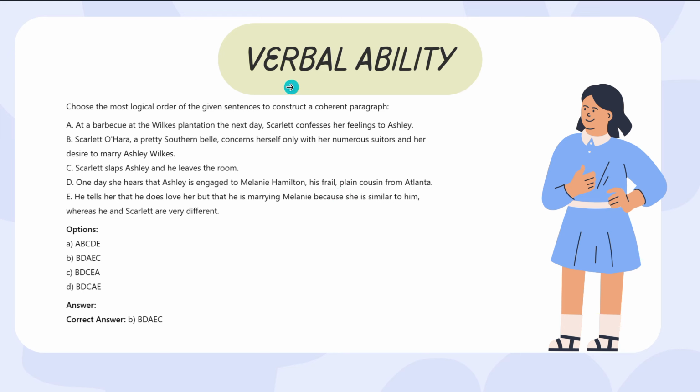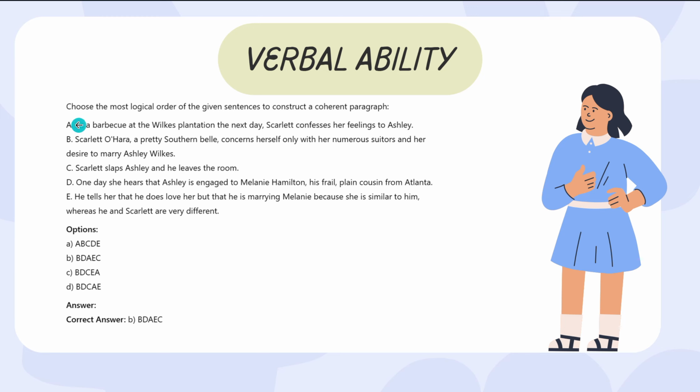And this question is also from the verbal ability. Choose the most logical order of the given sentences to construct a coherent paragraph. You are going to be given these questions and you should form the correct order. See, in how many minutes you have to solve? Within 1 minute you have to solve. 90 questions, 90 minutes. Be careful while answering the questions.